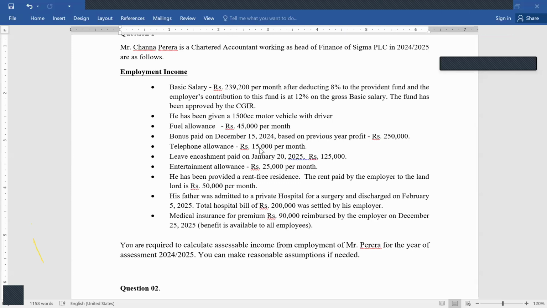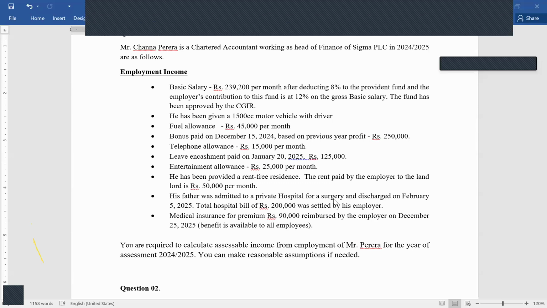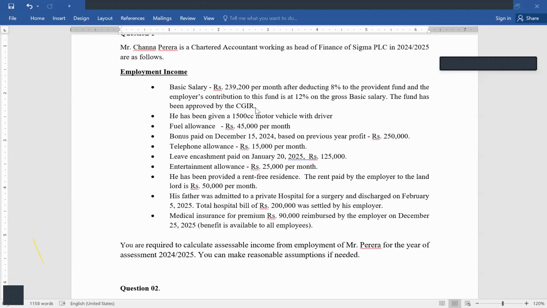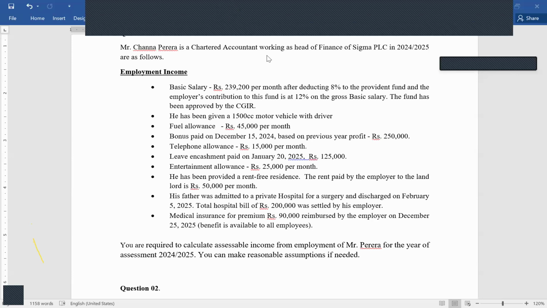Mr. Channa Pereira's father's bill should be settled by Mr. Channa Pereira. But on behalf of Mr. Channa Pereira, the employer settled that bill. That means since Mr. Channa Pereira is an employee of that organization, the employer settled the bill. Is it an employment benefit?